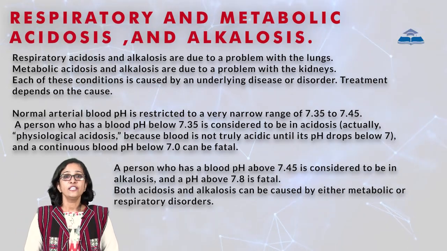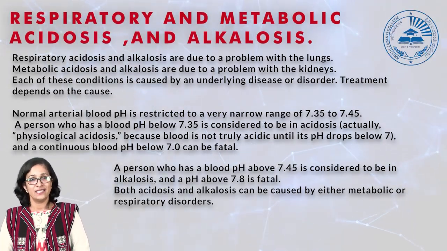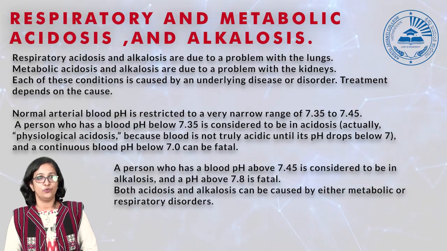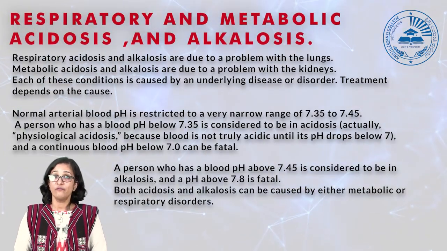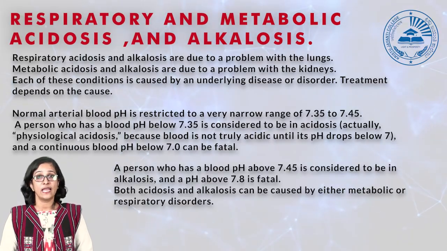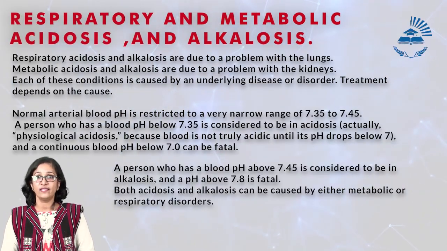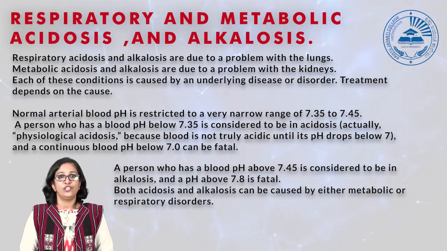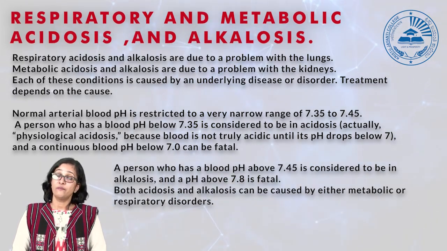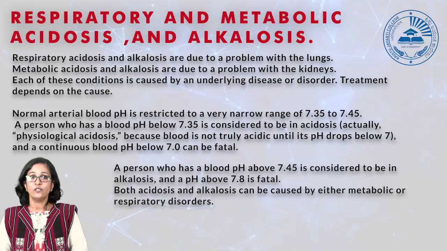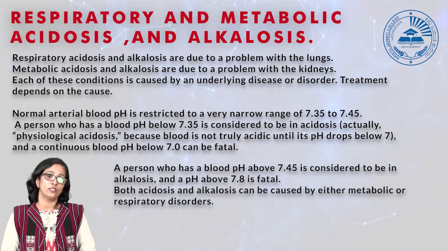Next, respiratory and metabolic acidosis and alkalosis is the next topic we have to study in relation to this. Respiratory acidosis and alkalosis are due to a problem with the lungs, whereas metabolic acidosis and alkalosis are due to a problem with the kidneys. Each of these conditions is caused by an underlying disease or disorder, and treatment depends on the separate causes that are identified by a doctor.